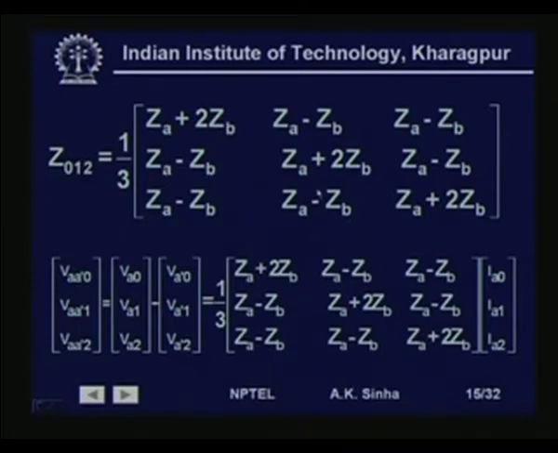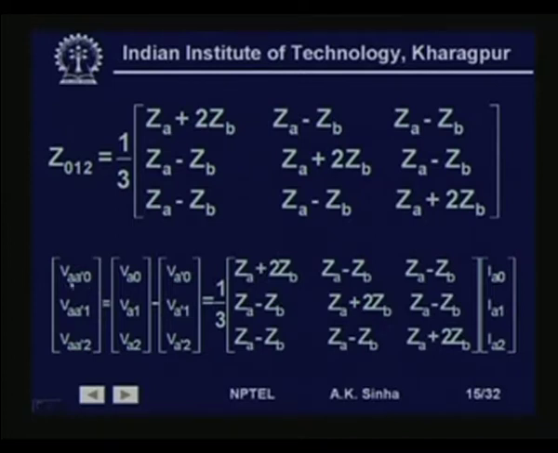This is a symmetric matrix with all the diagonal elements having the same value and all the off diagonal elements having the same value. The diagonal elements are ZA plus 2 ZB, whereas the off diagonal elements are ZA minus ZB. And of course, this 1 by 3 comes because of the transformation that we have.